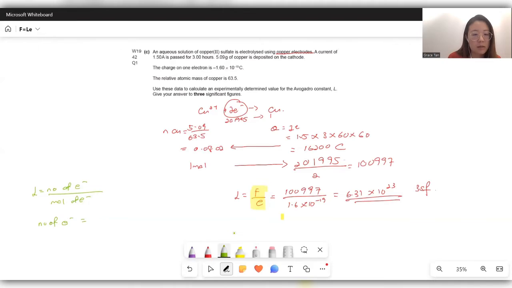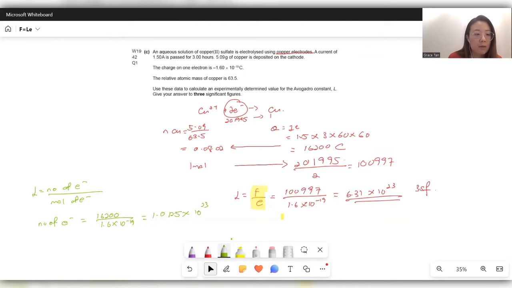Now, the number of electrons is actually your quantity of charge divided by electronic charge. This is the number of electrons: total charge divided by electronic charge carried by one electron. Therefore, you get your number of electrons. So the number of electrons involved in the experiment is 1.0125 times 10 to the power of 23. That is the number of electrons. You're taking your quantity of charge divided by the electronic charge.